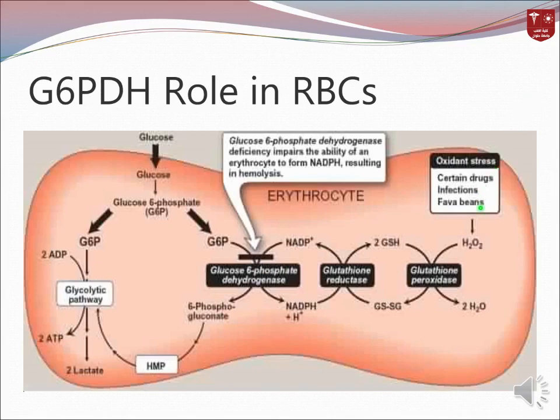Fava beans, like anything which is formed of lentils, pears, all these are considered fava beans. So exposure to any of these will increase production of H2O2.